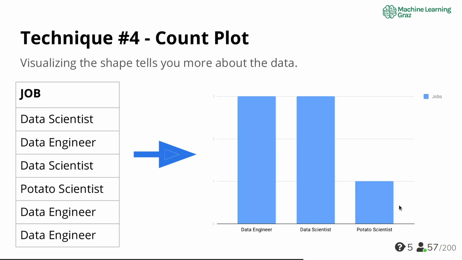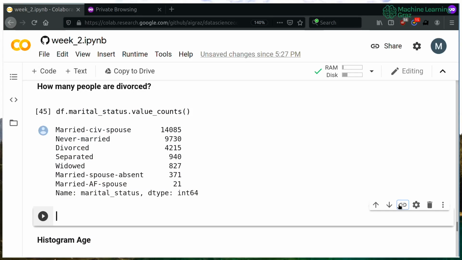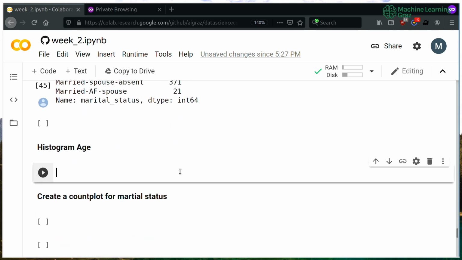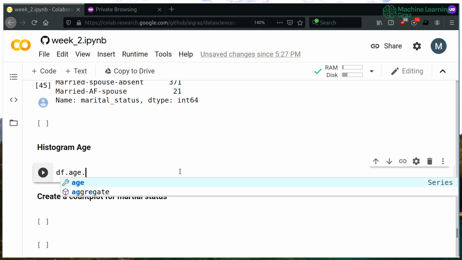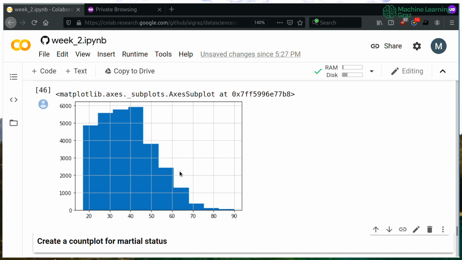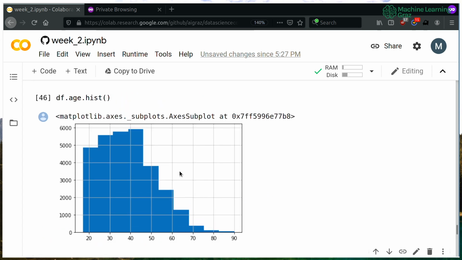And to do this in pandas, it's again a one word command. So let's say we want to have the histogram of age. Well, we will write df.age, and the magic command is hist, which stands for histogram. And this will give you a plot of a histogram, which you can then observe. And we can see here that we don't have any information for maybe people under 18. And this makes sense because they are not part of the working class. And then we can see here a nice long tail until 90.